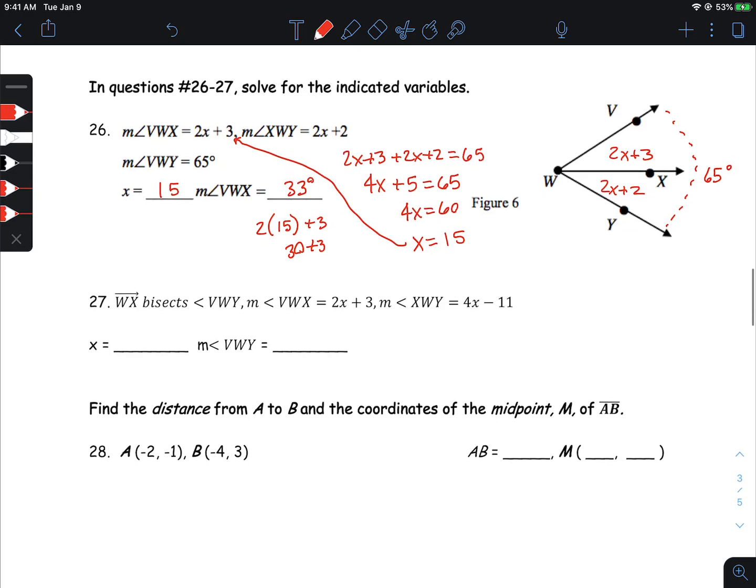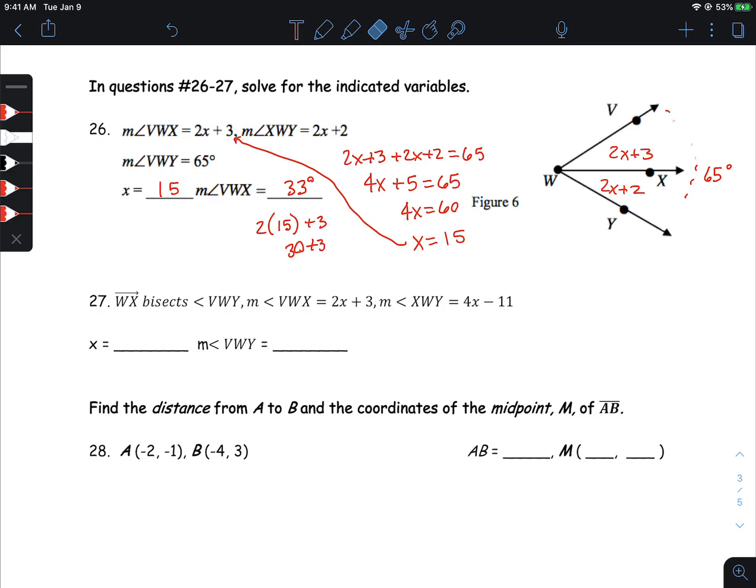Okay. Now we're going to use the same figure here for this, but this time they're going to add this word bisector. So let me go ahead and clear all this out here. So apparently the angle is getting bisected. So what does that mean? A bisector is kind of like a midpoint for a segment. It cuts the angle in half.